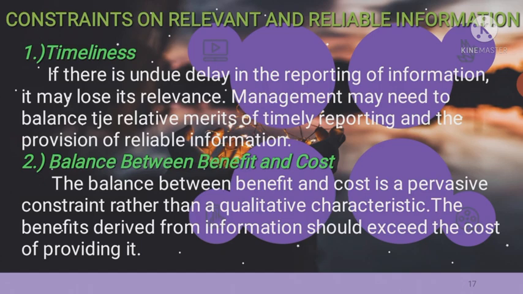Number 2, balance between benefits and cost. The balance between benefit and cost is a pervasive constraint rather than a qualitative characteristic. The benefit derived from information should exceed the cost of providing it. The evaluation of benefits and costs is, however, substantially a judgmental process. The costs do not necessarily fall on those users who enjoy the benefits, and the benefits may also be enjoyed by users other than those for whom the information is prepared.